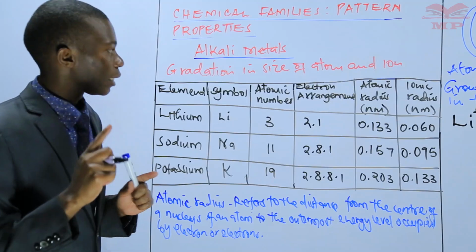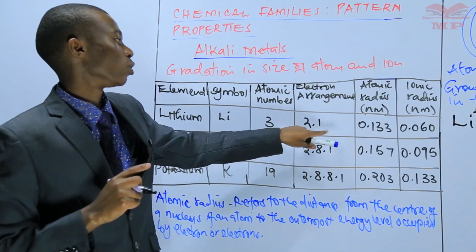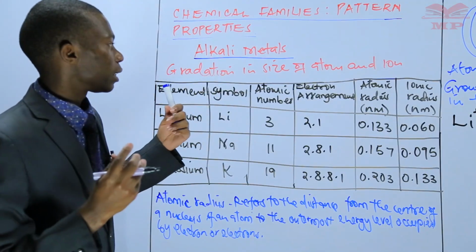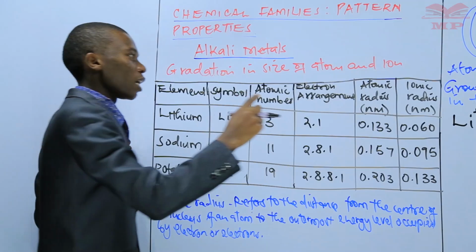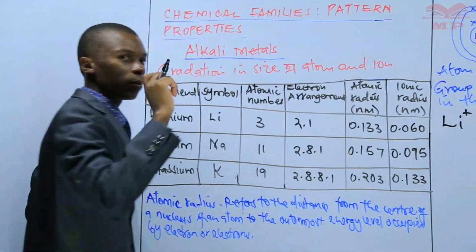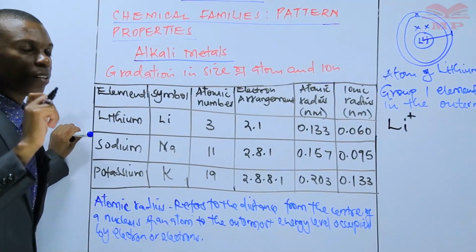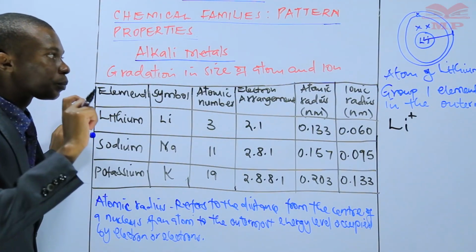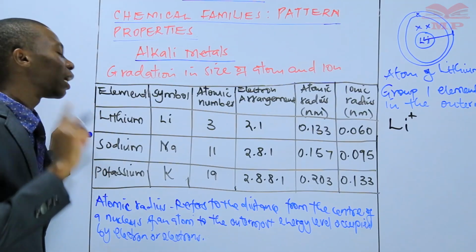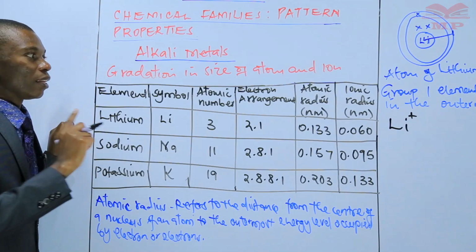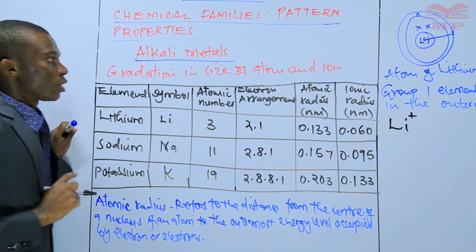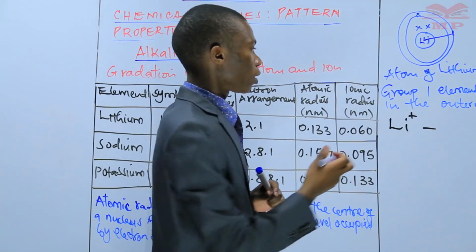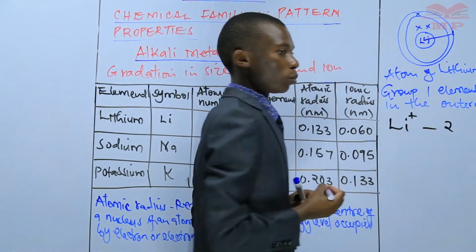When it forms an ion, it has lost the 1 electron in the outermost energy level. So there are more protons than electrons. The difference is just 1, and that's why it becomes positively charged, because protons are positively charged and electrons are negatively charged. Therefore, the net charge when lithium or any alkali metal loses 1 electron is positive. Therefore, the electron arrangement of this lithium ion will be 2.